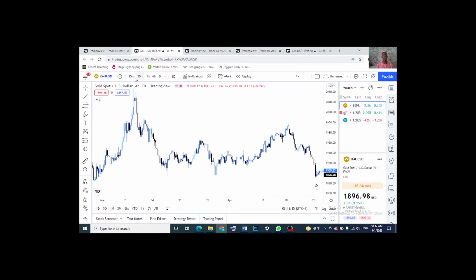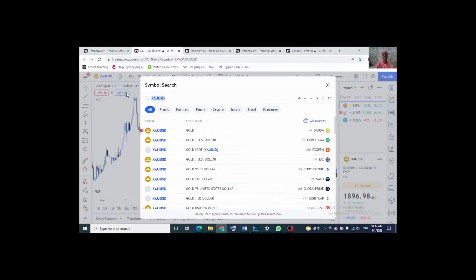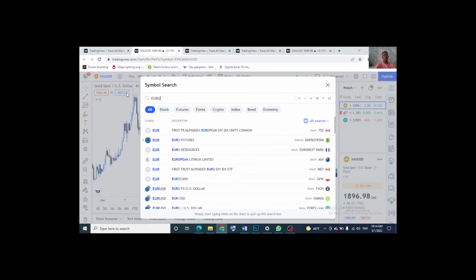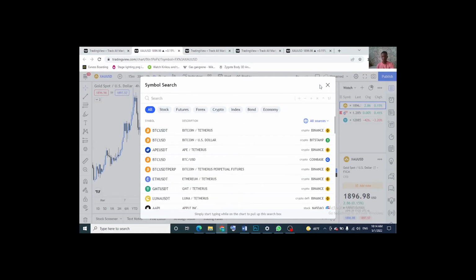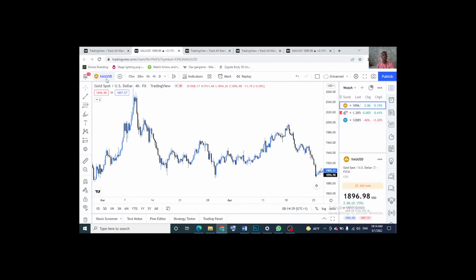So the next, this shows you which instrument you're using. This is XAUUSD. This represents gold. If you want to search for any other symbol, all you have to do is hit on this, and then maybe let's say you're looking for the Euro USD. This, by the way, is a currency pair, or whichever instrument you're looking for. I don't like to call them pairs, I like to call them instruments.